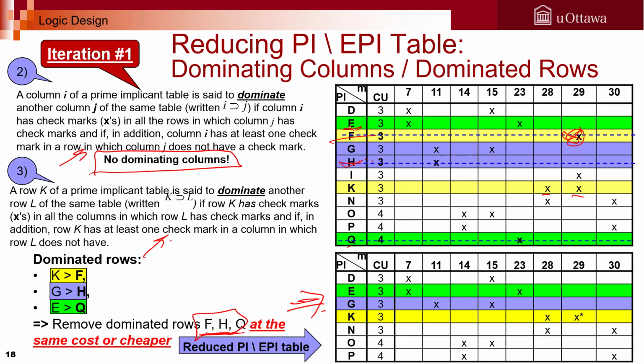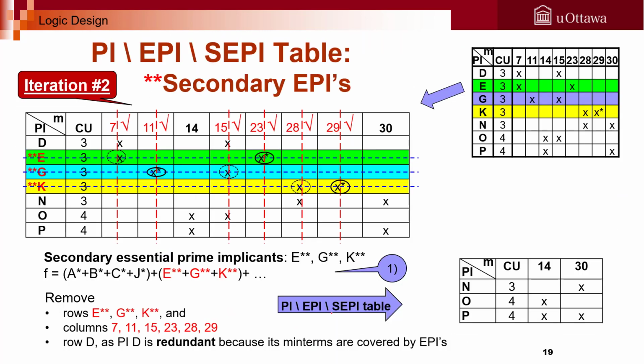Okay, so after this, what I have to do, guys, after I have this table, I will further apply, at this iteration, I can find a dominating column. So how do I find the dominating column? Let's take a look at this.